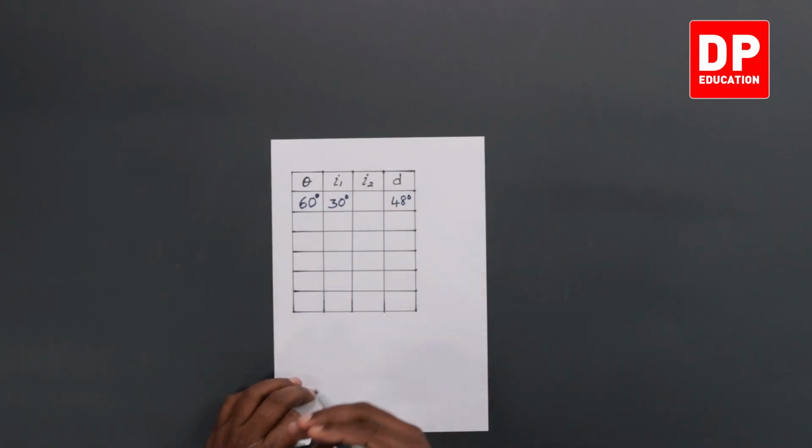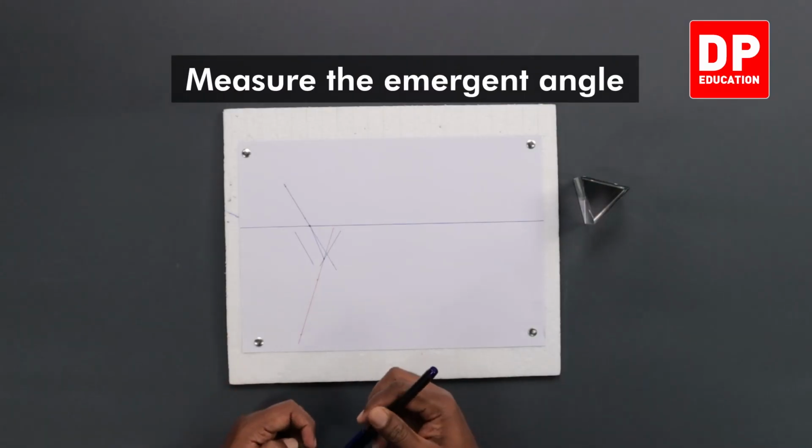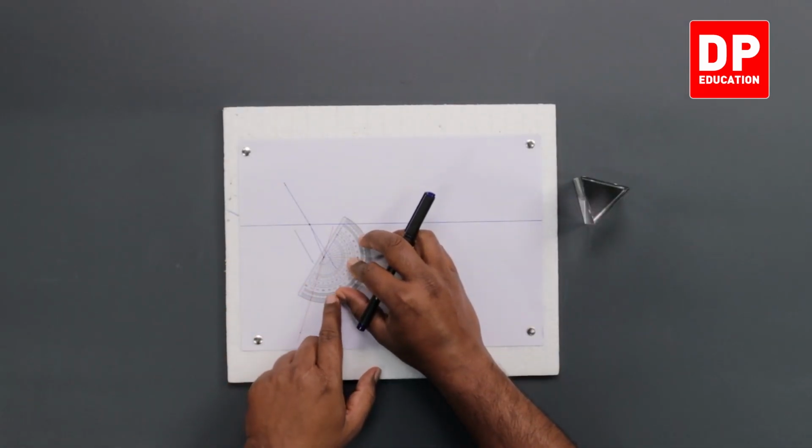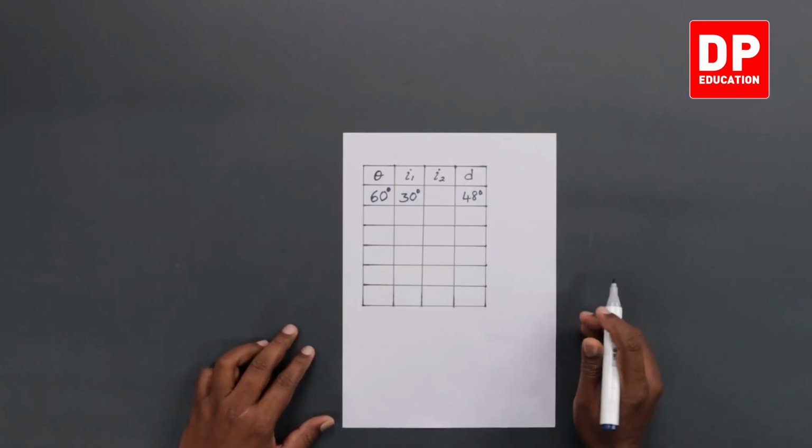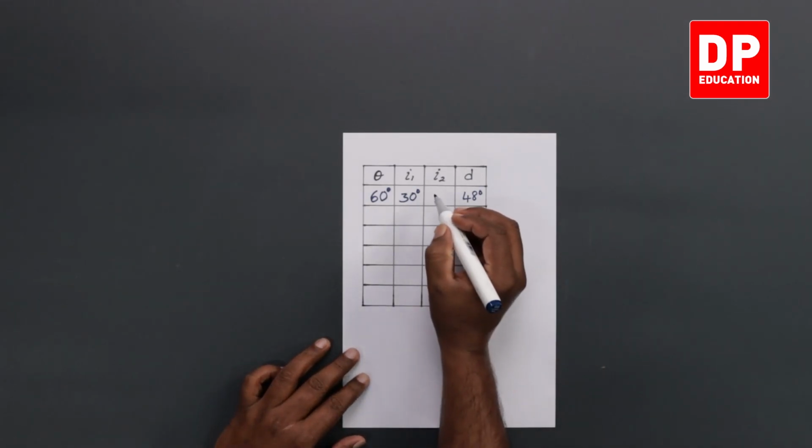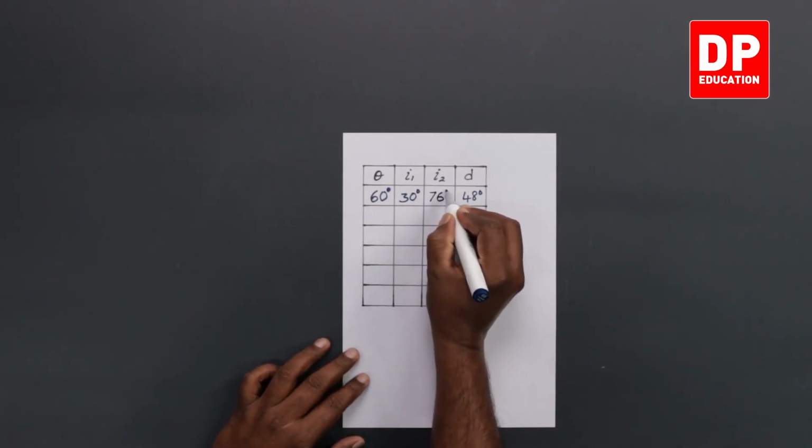I2 is the emergent ray's angle, so we have to again measure it from the diagram we have drawn. So we will measure the emergent line's angle. With horizontal we get 14 degree. With horizontal 14 means with the normal it must be 90 minus 14, which is 76 degrees. So I2 is 76 degree. We have done this exercise for 30 degree I1, 30 degree angle of incidence.